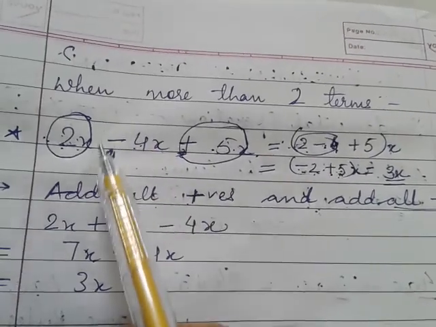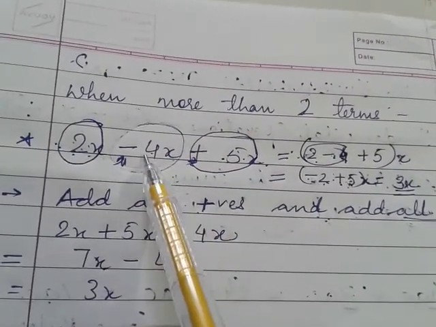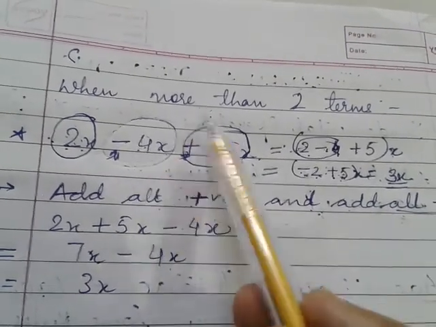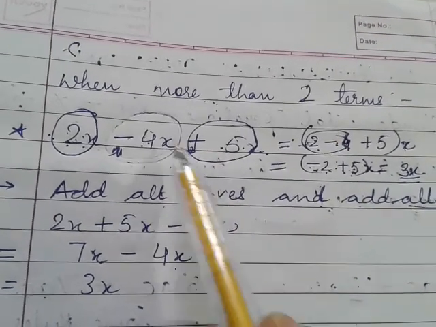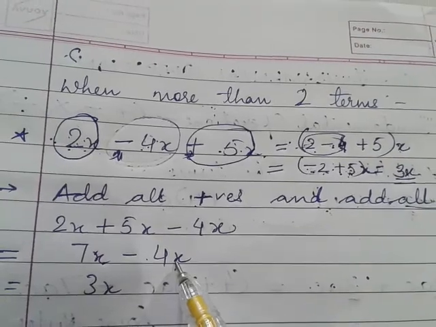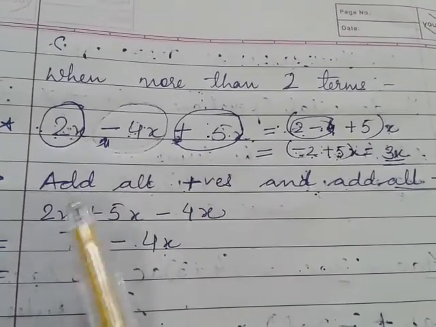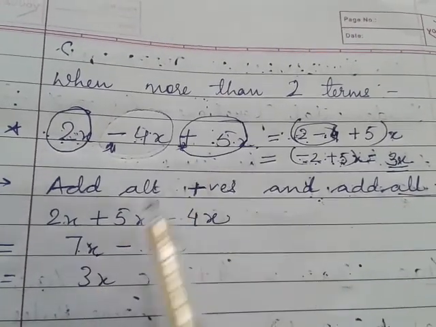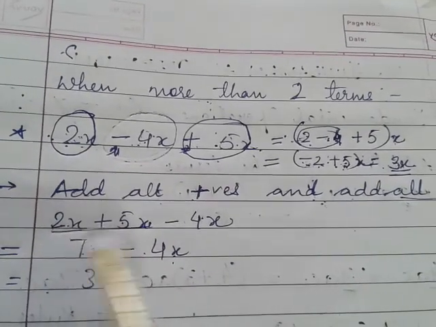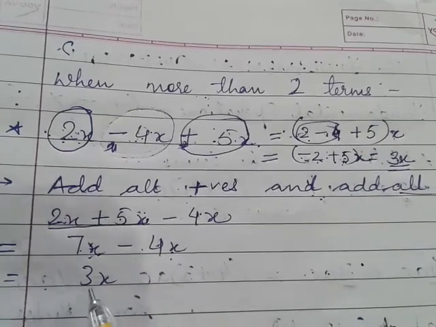Then add all negatives. Here only one negative number is there, so no need to add others. Take it as it is. If one more negative number were there, you would add those two negative numbers too. But since no other negative number is there, minus 4x. Understood? So I have arranged it according to positive numbers: 2x plus 5x minus 4x. 2x plus 5x, both are positives, 7x minus 4x. 7 minus 4, 3x.